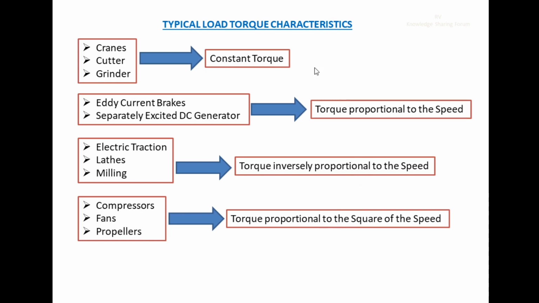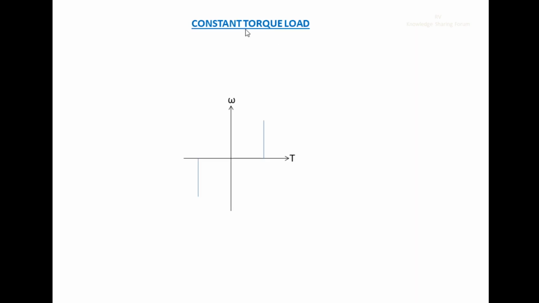First let us discuss the constant torque type of load. This is the speed torque characteristic of a constant torque load. If we observe this characteristic, the torque is constant, whereas only the speed is changing. So this type of load is called a constant torque type of load. The mathematical expression for this is, since torque is constant, T is equal to a constant K. So this is known as the constant torque type of load.